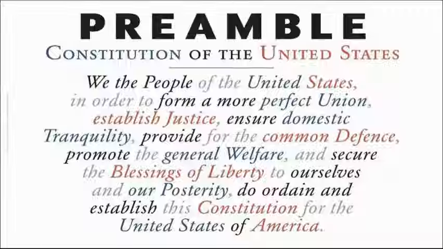The new government would provide for the common defense. In other words, the national government would be responsible for protecting the nation against foreign enemies. The delegates wanted the new government to promote the general welfare. This meant that the government could support an economy and a society in which people could prosper. Finally, the delegates hoped to secure the blessings of liberty to ourselves and our posterity. They wanted the government to protect the freedoms gained in the American Revolution and preserve them for Americans to enjoy in the future.